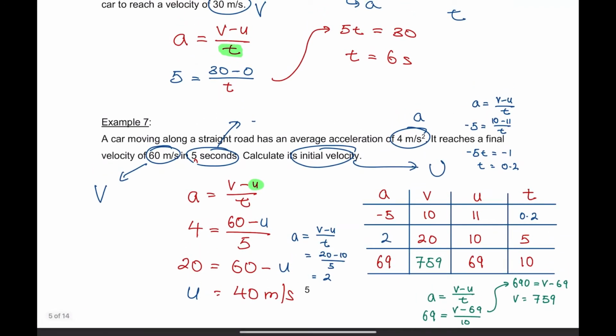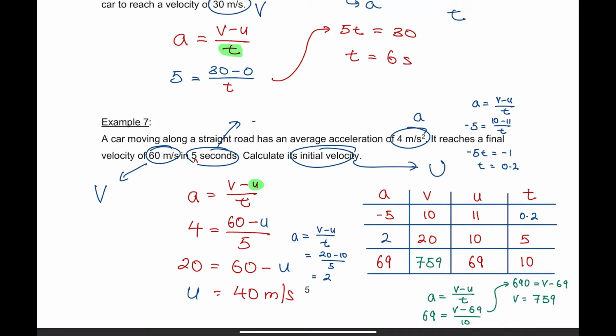Okay, so example 7 is one whereby a car is moving down a straight road and has an acceleration value of 4 meter per second squared. It reaches a final velocity of 60 meter per second. So this is your final velocity. Time taken is 5 seconds. So we do not know the initial velocity down here.